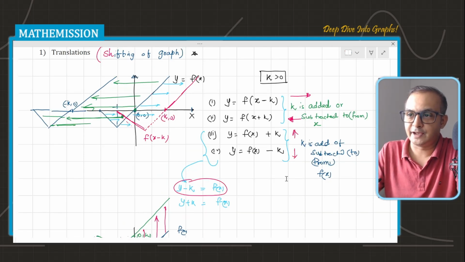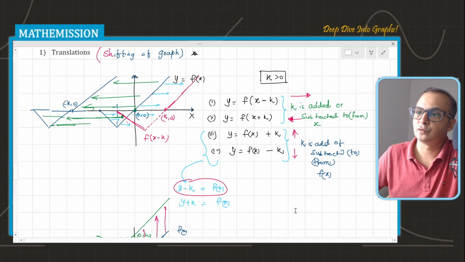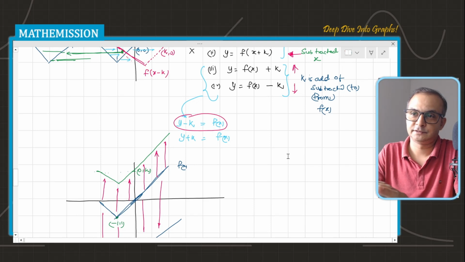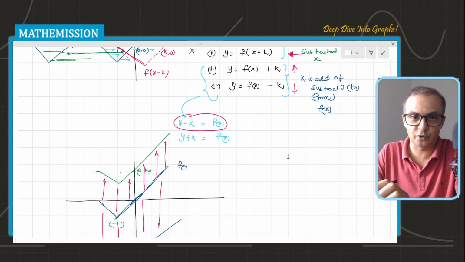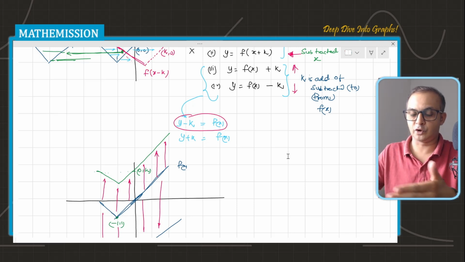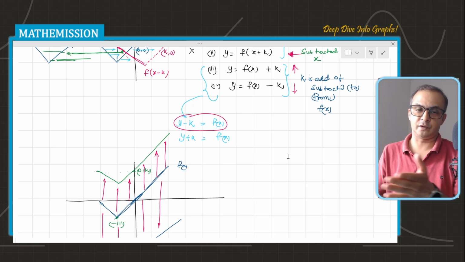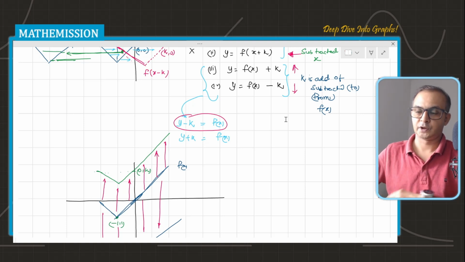This is translation actually. So you notice now what is the summary of this whole thing. Whenever we are adding a k from inside, that is we are adding a k to x or subtracting the k from x, the graph will shift horizontally. When we are adding or subtracting the k from outside, that is we are adding or subtracting in f(x), the graph will shift vertically.